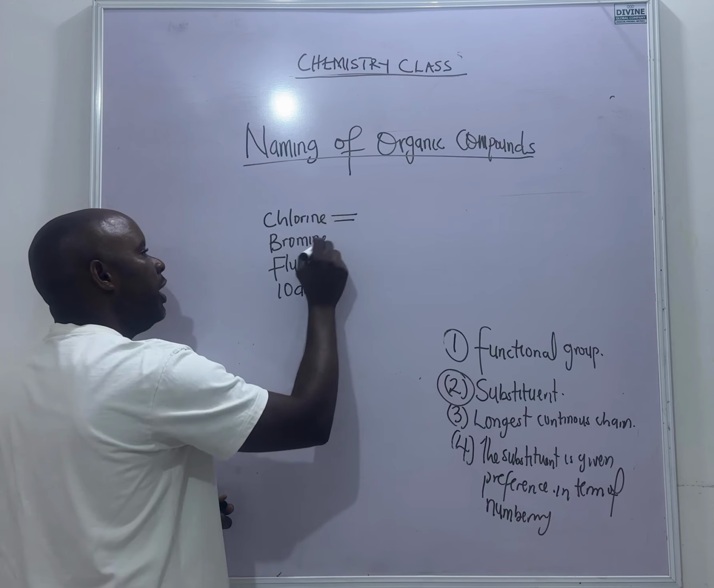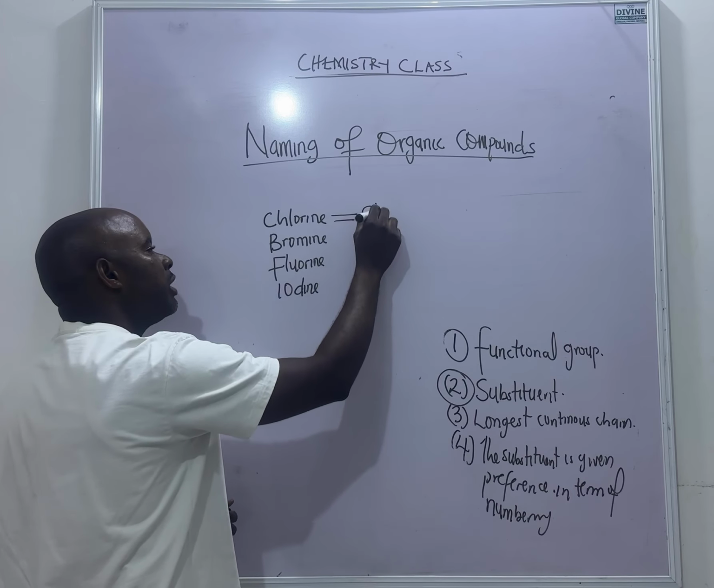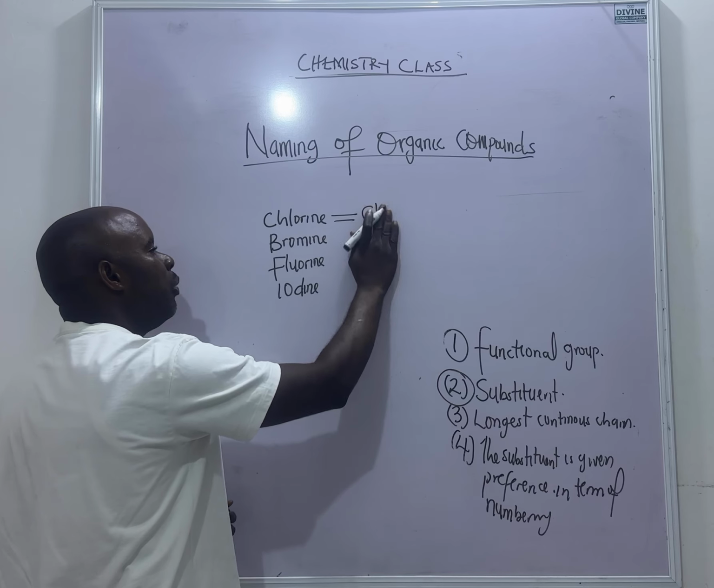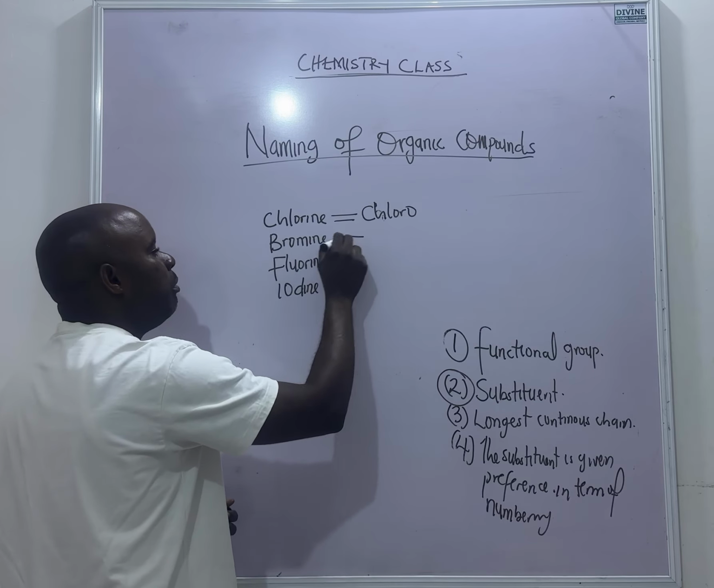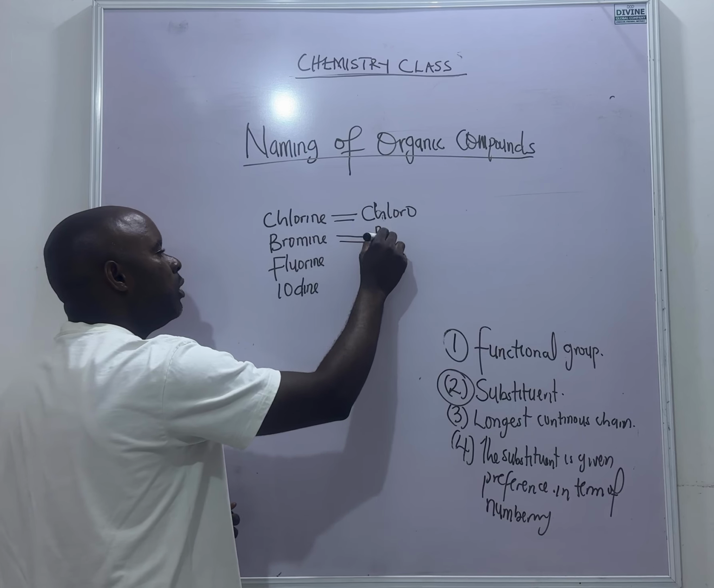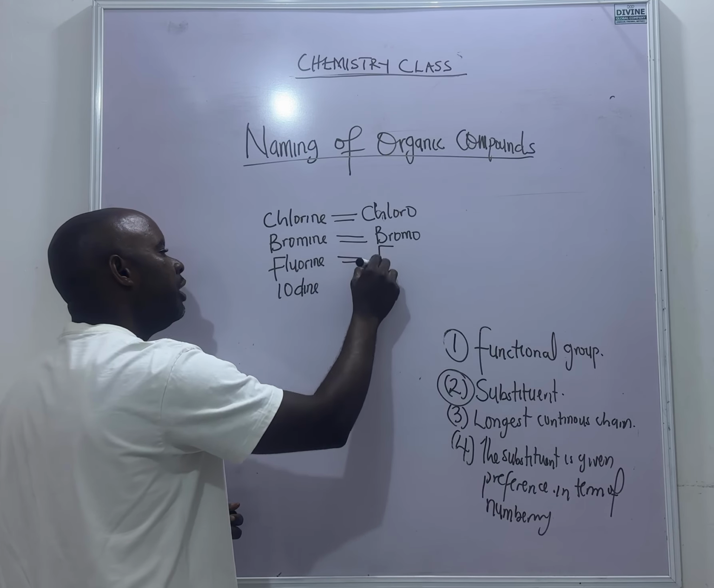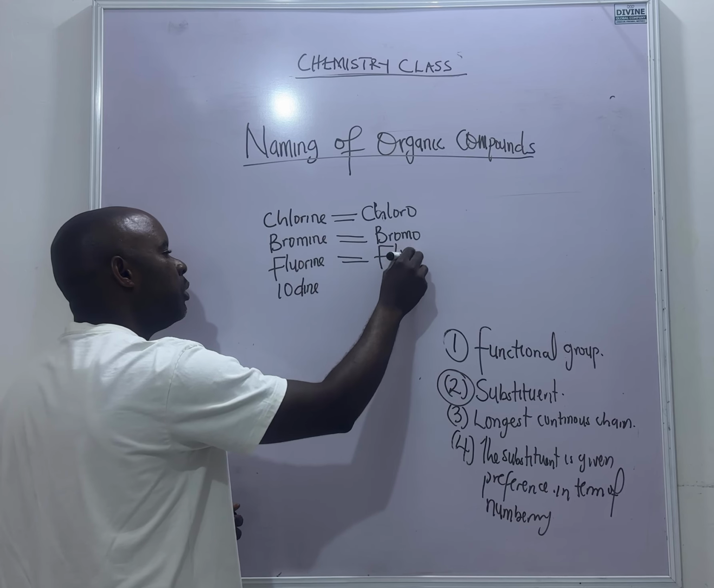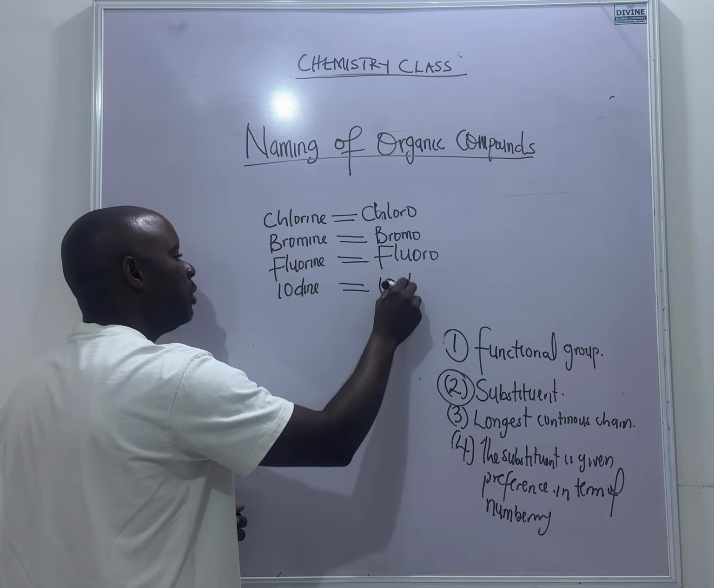When chlorine is attached to an organic compound, it automatically becomes what is known as chloro. Bromine becomes bromo. Fluorine becomes fluoro. And iodine becomes iodo.